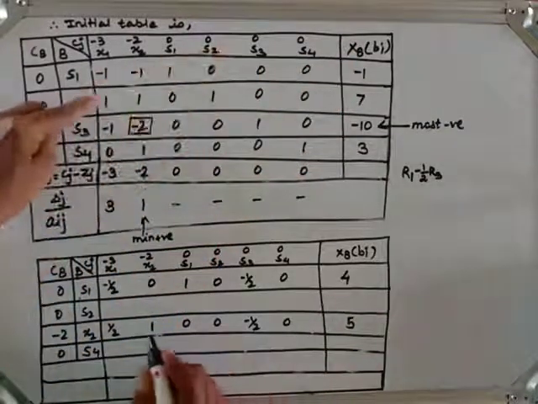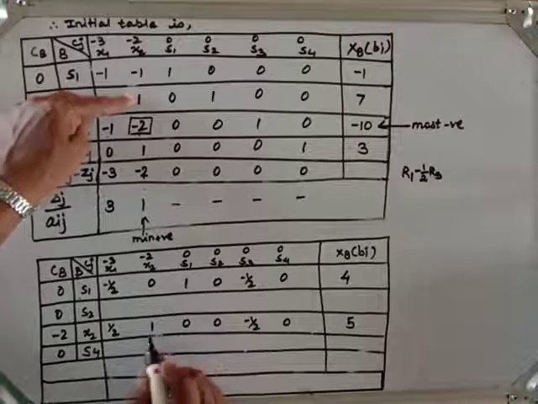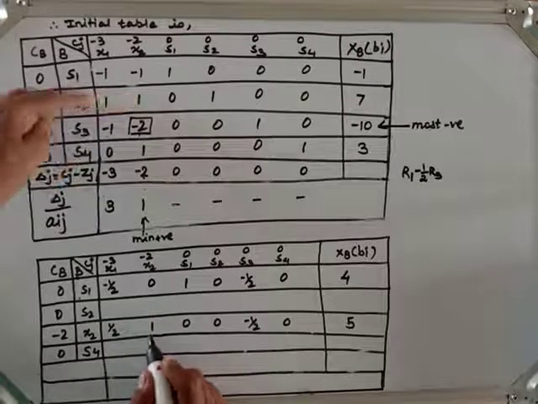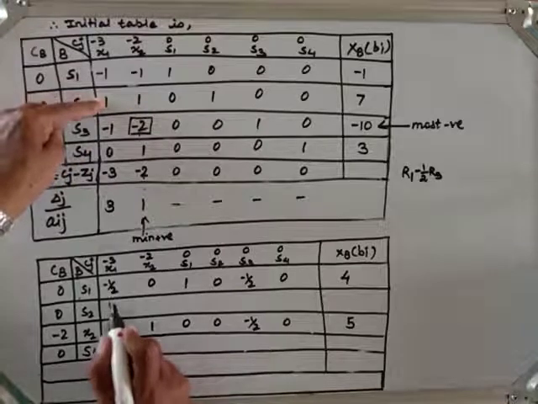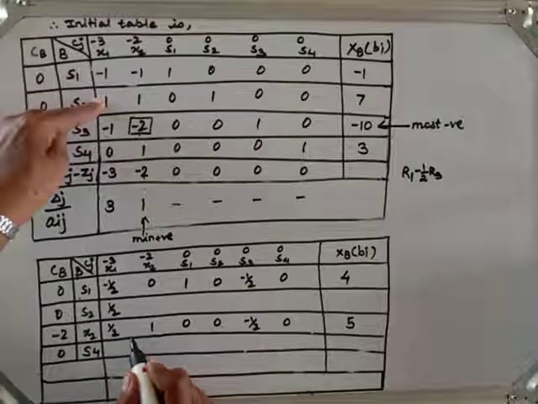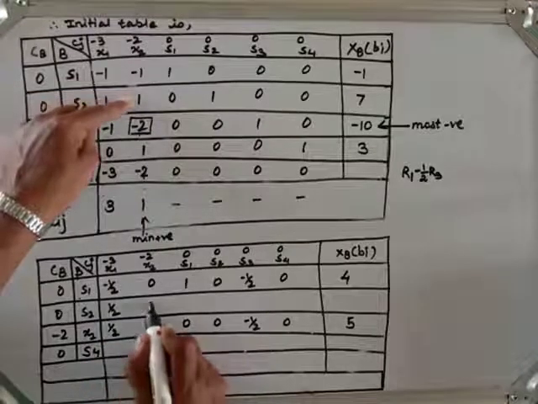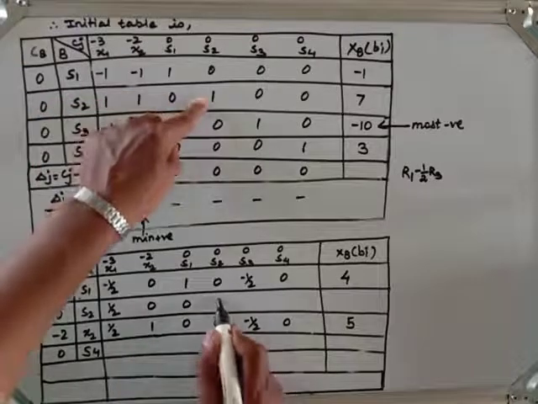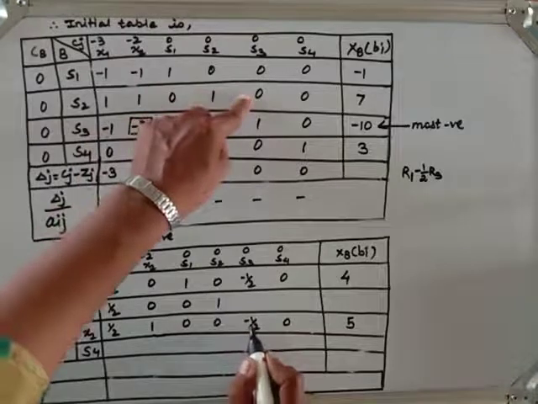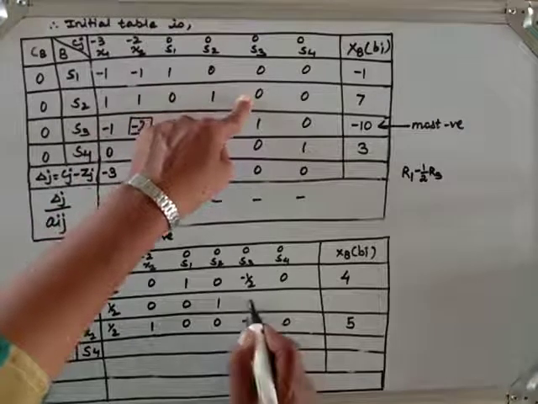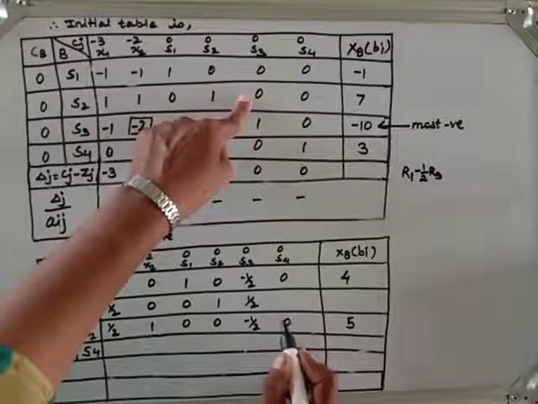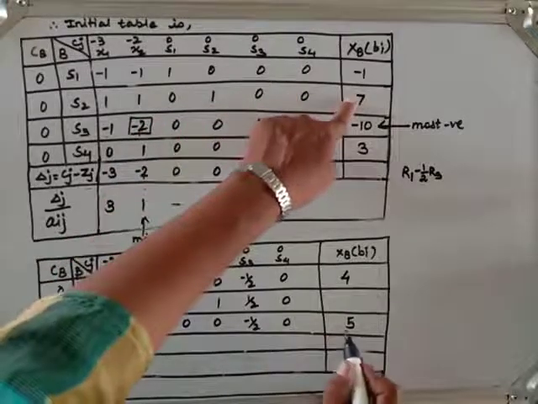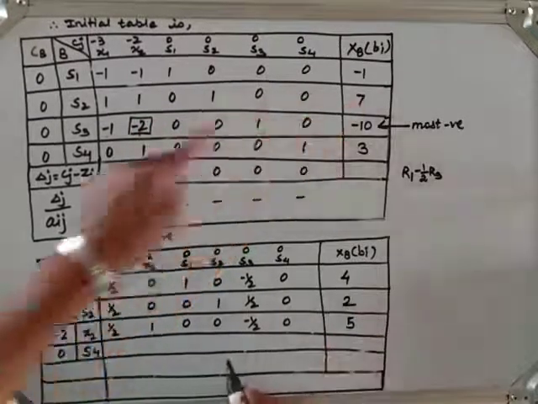Fine. See again here this 1 and this is also 1. So we have to subtract them. So 1 minus 1/2. So it will be 1/2. Fine. Then 1 minus 1 will be 0. 0 minus 0 will be 0. 1 minus 0 will be 1. 0 minus this minus half will become plus half. Fine. Now 0 minus 0 will be 0. 7 minus 5, so it will become 2.